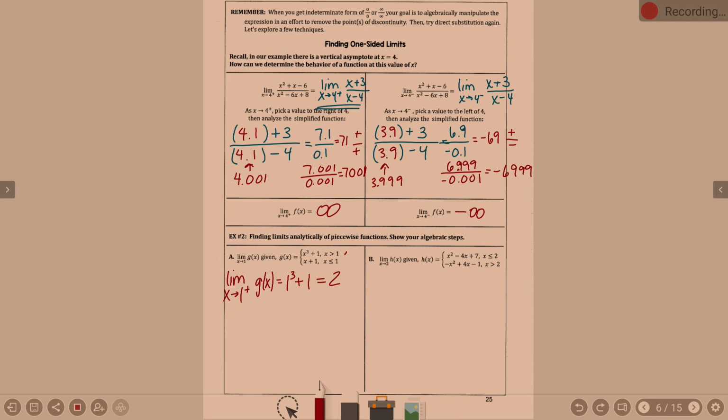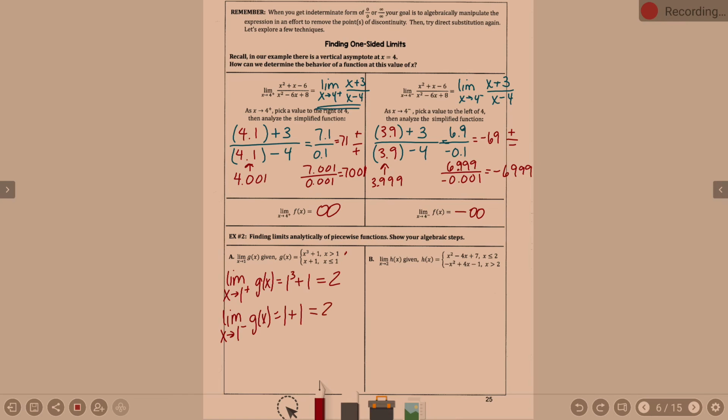What's the limit as x approaches 1 from the left of g of x? Well, what are we plugging into now? The bottom equation, because when we're approaching 1 from the left, we want numbers that are smaller than 1. So we're using x less than 1. That piece of the function is just x plus 1, or in other words, 1 plus 1, which is 2.